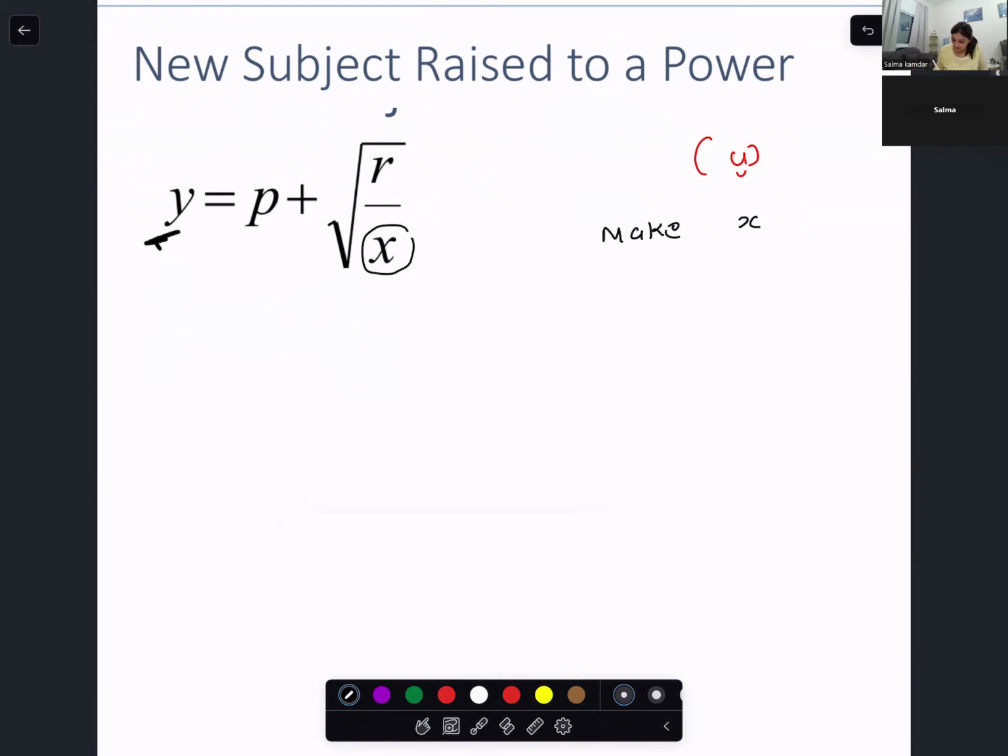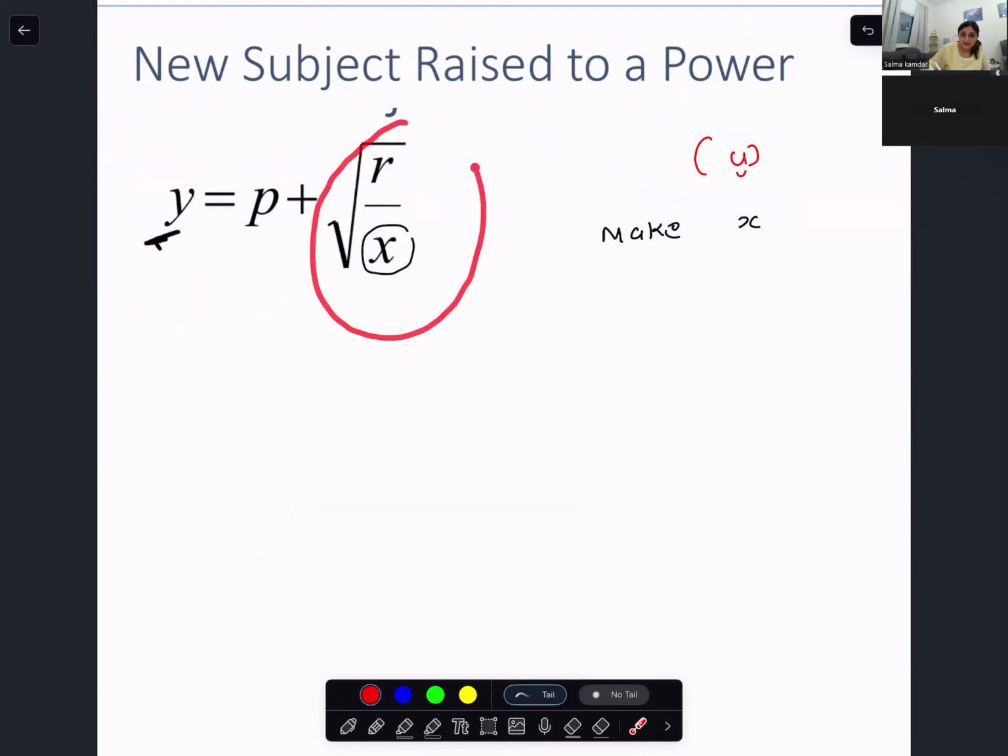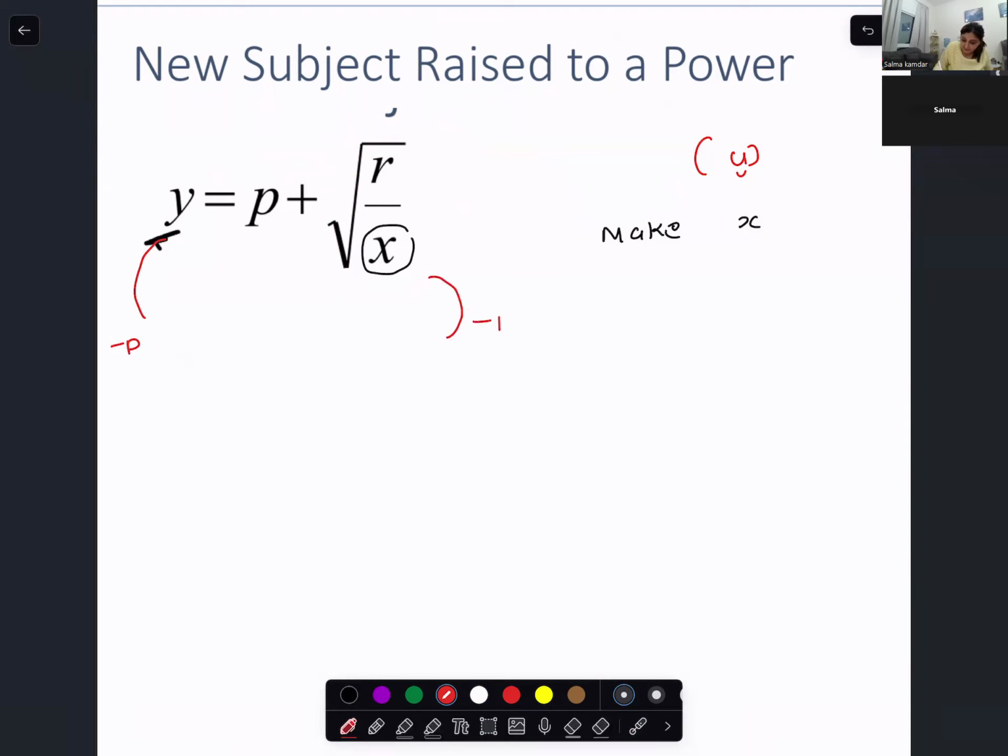The entire equation, if you see, is raised to the power. Root means it is raised to half. If I want to avoid the roots, I need to square it. So if I square the root, I will get rid of it. But first, I do not want the p. So I will subtract p from both the sides. So what I'm left with is y minus p is equal to root of r over x.